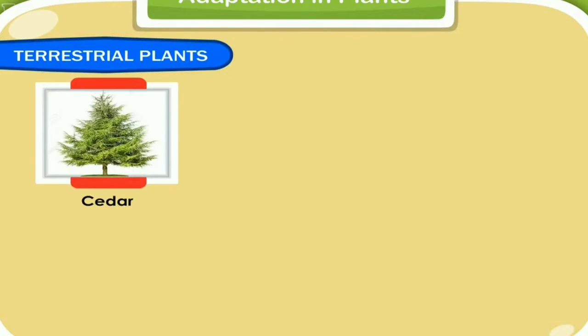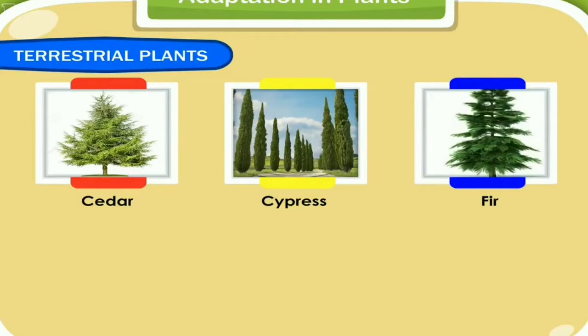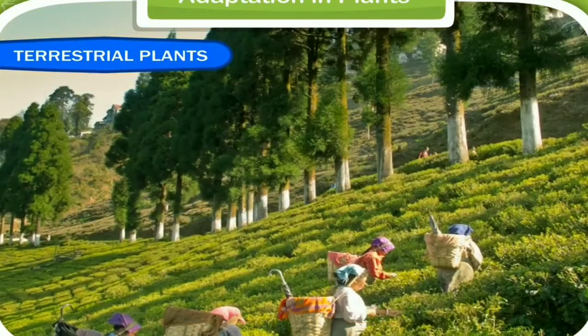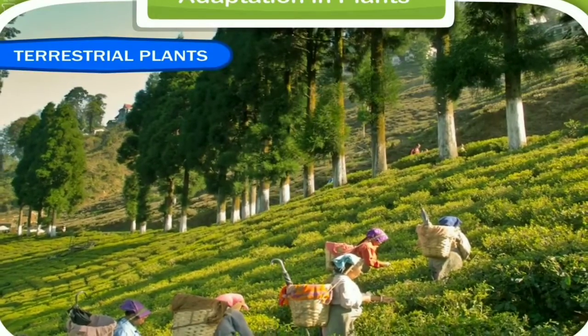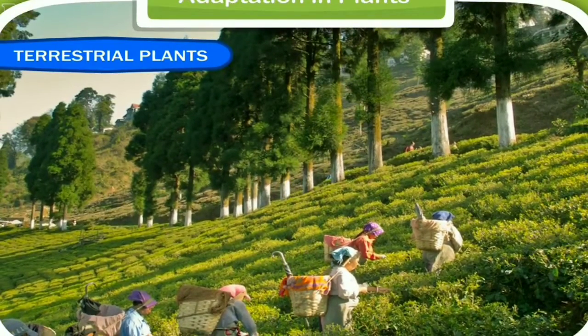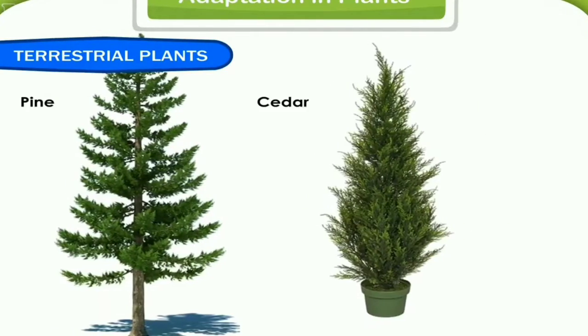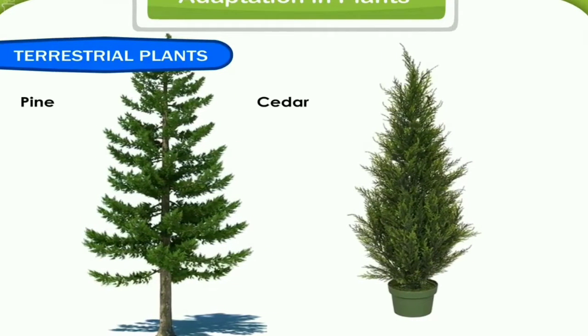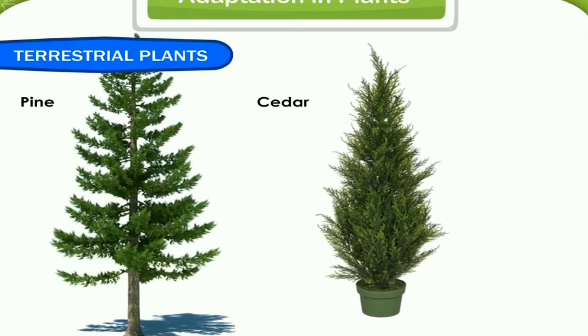Plants in hills. Some trees such as cedar, cypress, fir, spruce and pine grow in very cold and hilly places. You can see them in hilly areas like Darjeeling, Ooty and Kashmir. These trees have needle-like leaves and cones in place of flowers. Such trees are called conifers. Some conifers such as pine and cedar do not shed their leaves in any season. So, they are known as evergreen trees.